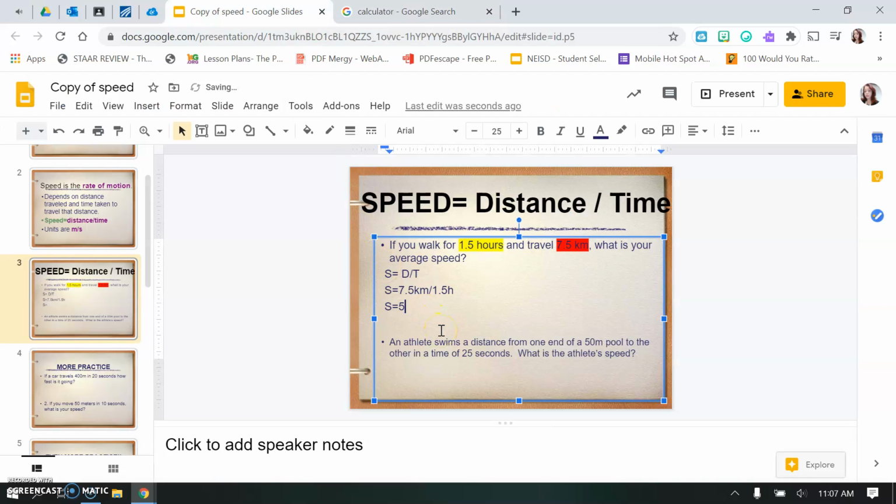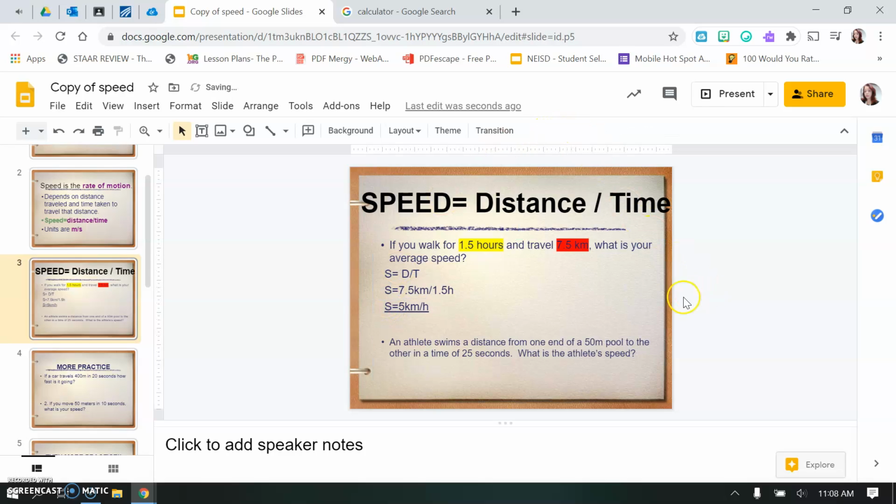But it's not just 5. Because in science, if you give me a number without a unit, that number becomes meaningless to me. Is that $5? Is it 5 newtons? No. That is 5 kilometers per hour. So you need to make sure you give me the units. And so I'm going to underline the answer. That's my answer. So the speed equals 5 kilometers per hour.